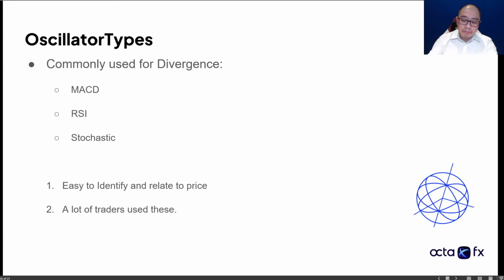So the reason why we use these three oscillators is that they're easy to identify and relate to price. The MACD measures the average of price, the RSI measures the pace of change in price movement, and then we've got the stochastics. That's a little bit slower there compared to the RSI, but still faster than the MACD. Again, the other advantage from using these three indicators is that there's a lot more traders using this, so a lot more people are going to identify with you when they look at the divergence.